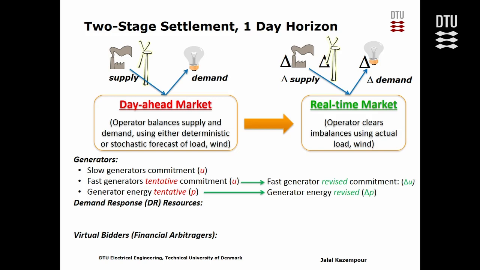Like coal units. So they have to decide if they would like to be on, I don't know, tomorrow at 11 p.m. or not. They have to decide right now. And then they can't change it later, like 30 minutes before the real-time market clearing, because they are slow. But the fast generators, like gas-fired generators, they can. They can revisit their unit binary status later, even at the real-time stage. That's the fundamental difference between the fast and the slow generators.